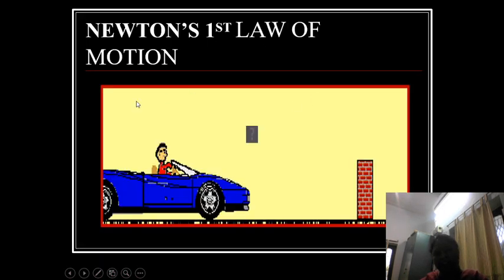To describe this, I have shown you a figure, where a car is moving. Before it reaches the wall, the man has to apply some force, which is called the brake, so that the car stops without hitting the wall. So if we want to make this moving car stop, some force should be applied so that it stops.